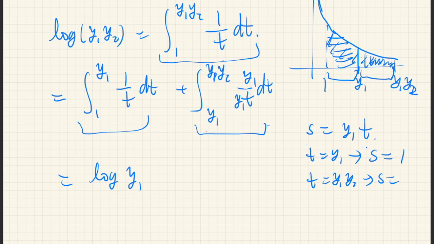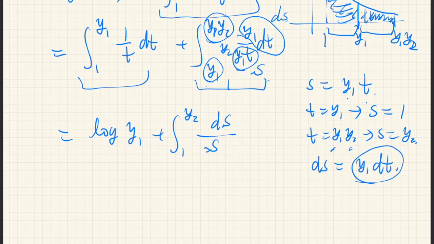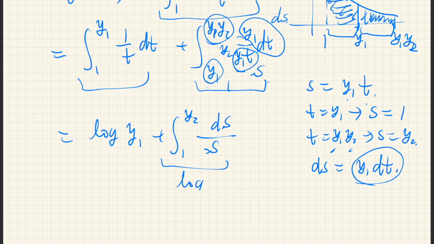y1 times y2 divided by y1, which is y2, right? And ds is equal to y1 dt. So this one becomes ds, and this one becomes s, and this one becomes 1, and this one becomes y2. So this integral becomes the integral of ds over s. So this is, by definition, equal to log of y2. So there we go. Log y1 plus log y2, and we are done.